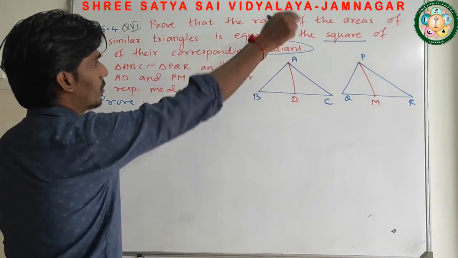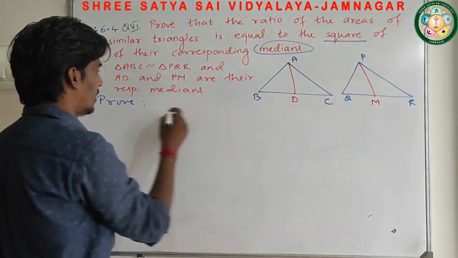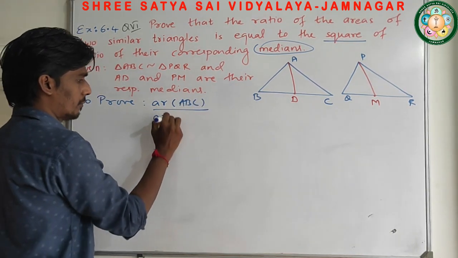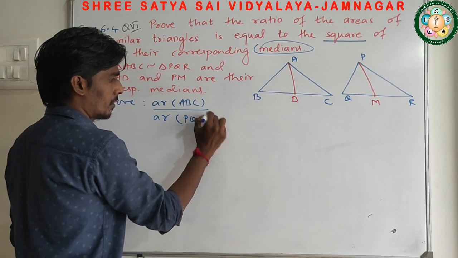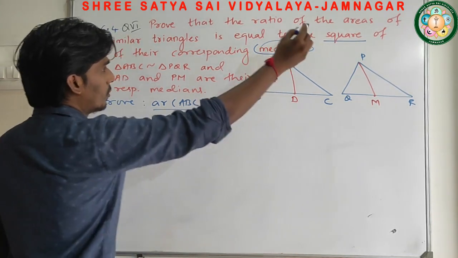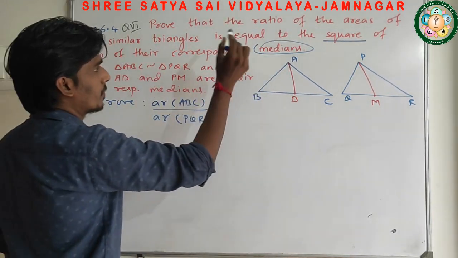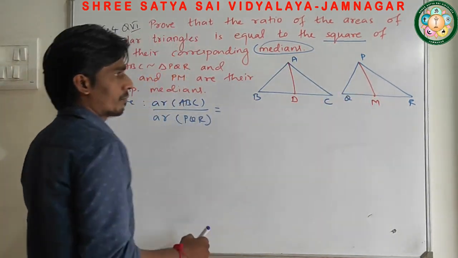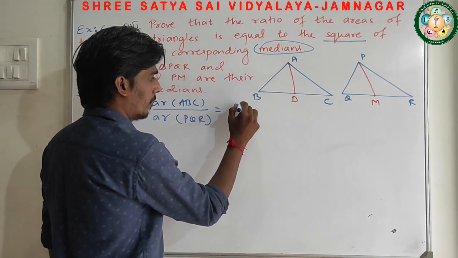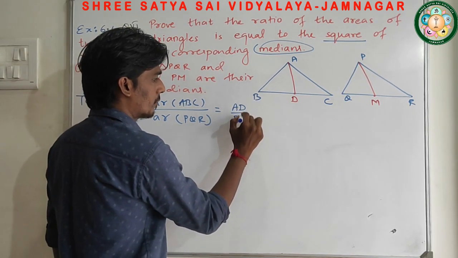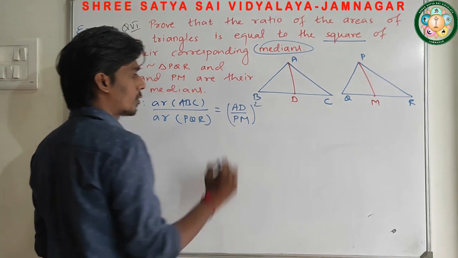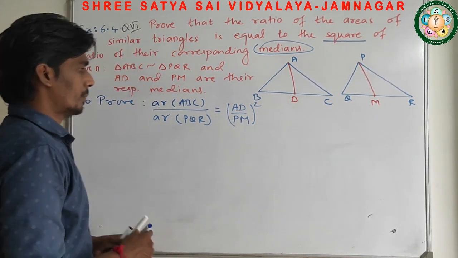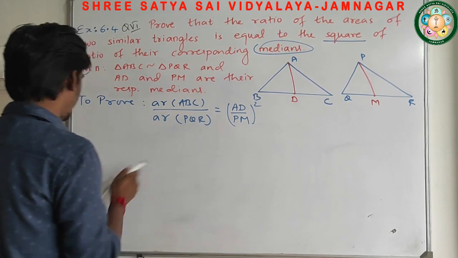Prove क्या करना है? Ratios of their area. Ratios of their area means area of ABC upon area of PQR is equal to the square of the ratios of the corresponding medians. Corresponding medians means this AD and PM. Square of this AD upon PM whole square. So this is what we are supposed to prove. Now let's start with the proof.